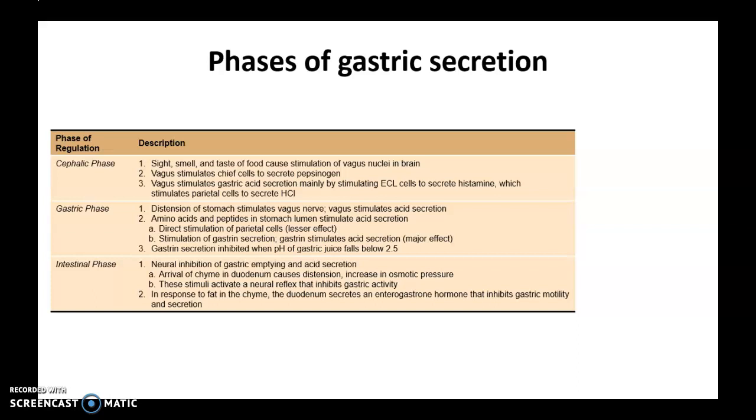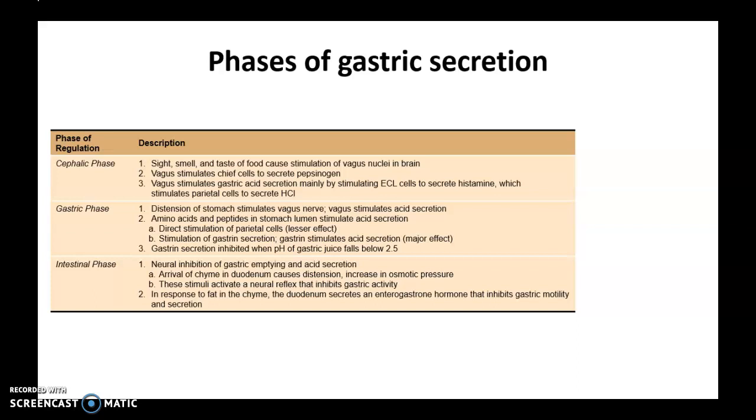Moving on to phases of gastric secretion, there are three main phases. The first one is cephalic, followed by gastric phase, and then intestinal phase. The most important thing I want you to remember here is that cephalic phase and gastric phase actually stimulate gastric secretion and stimulate HCl secretion, and intestinal phase inhibits acid secretion.